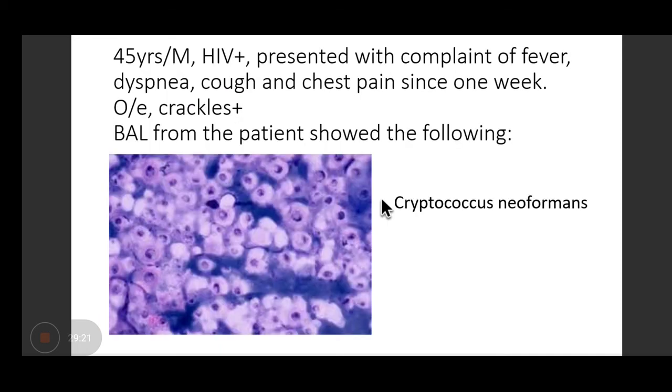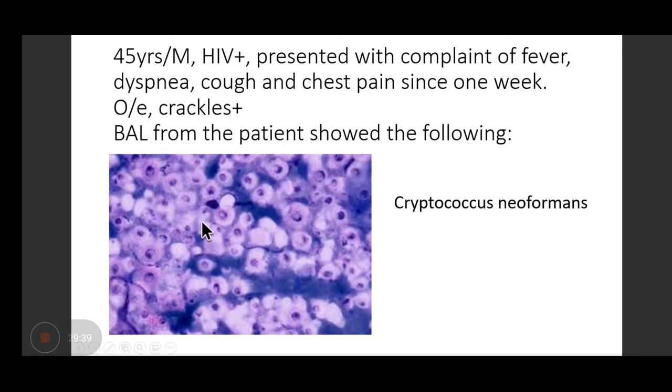Now next, a 45 years old male, HIV positive, presented with complaint of fever, dyspnea, cough and chest pain since 1 week. On examination, crackles were present. BAL from that patient showed the following. Now, what can you see here?